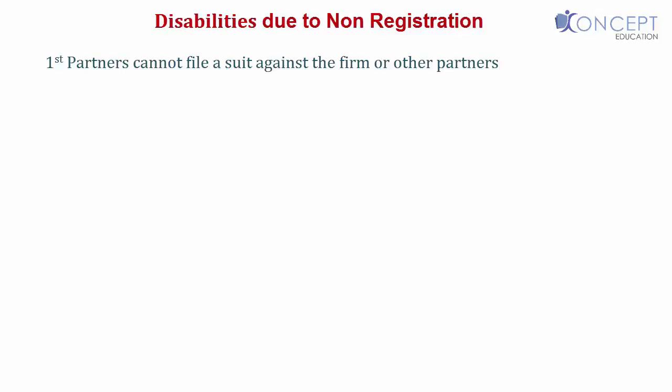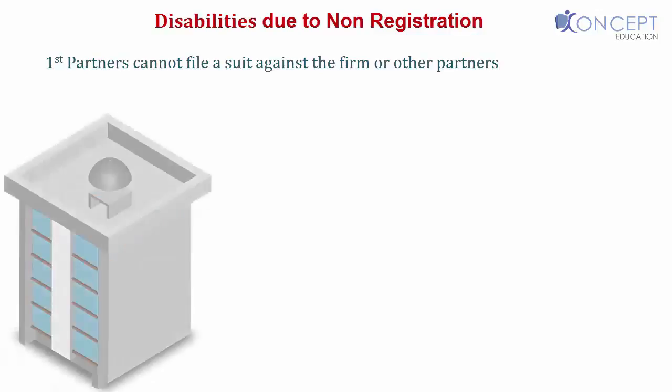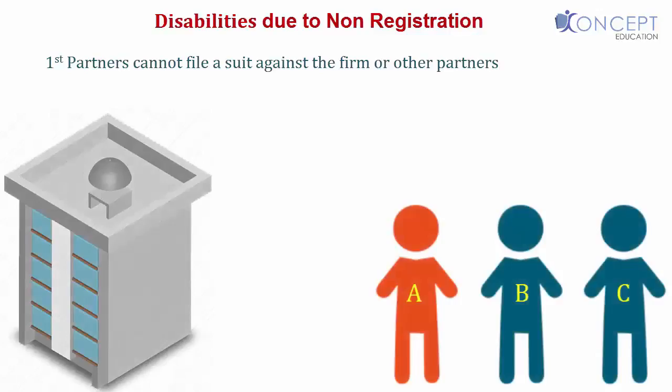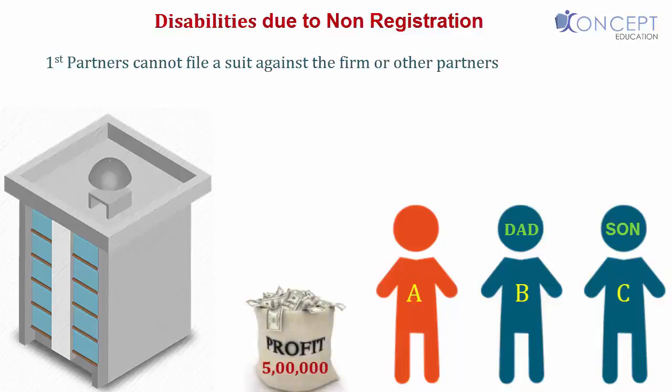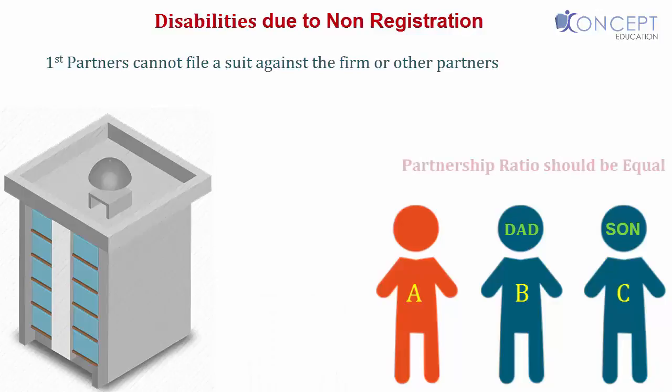Let's understand this with the help of an example. Supposing a firm has 3 partners, A, B and C. Also, this firm is an unregistered firm, meaning the partners decided not to register it. Moreover, C and B are dad and son. Now, at the end of the year, they did their business and had a profit of 5 lakh rupees. In the beginning of the year, these guys decided that the partnership ratio between A, B and C should be equal. So they all should get 1:1:1.